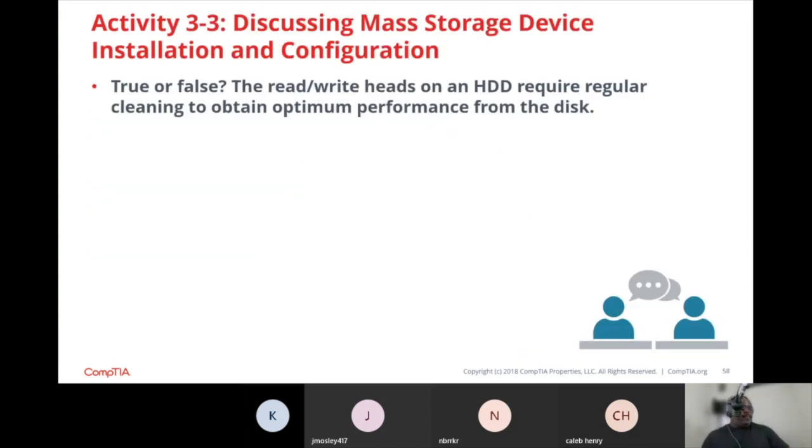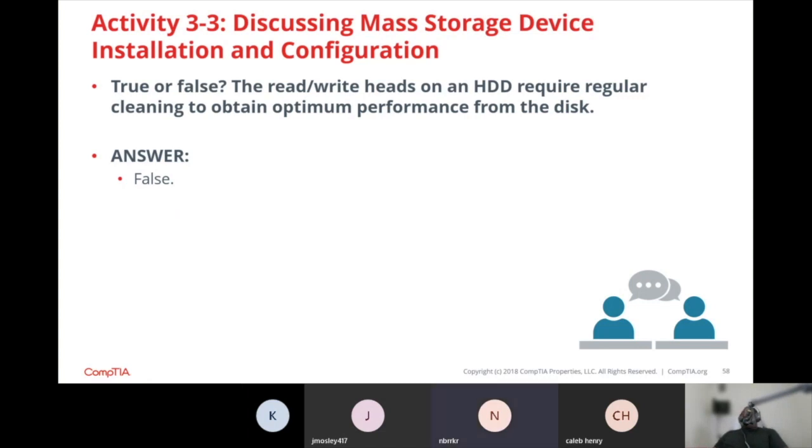True or false? The read-write heads on a hard drive require regular cleaning to obtain optimum performance on the disk. True. Is that your final answer? Because the answer is false. It does not require to be cleaned.